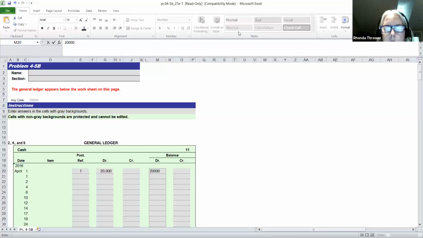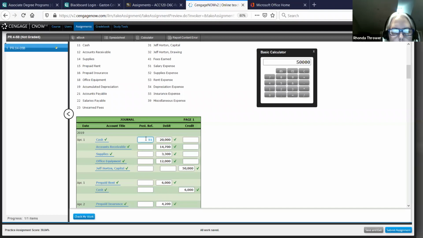And we're going to put that 11 right here. This is the process that we call posting. Then we're going to go to our accounts receivable account and we're going to put in 14,700.